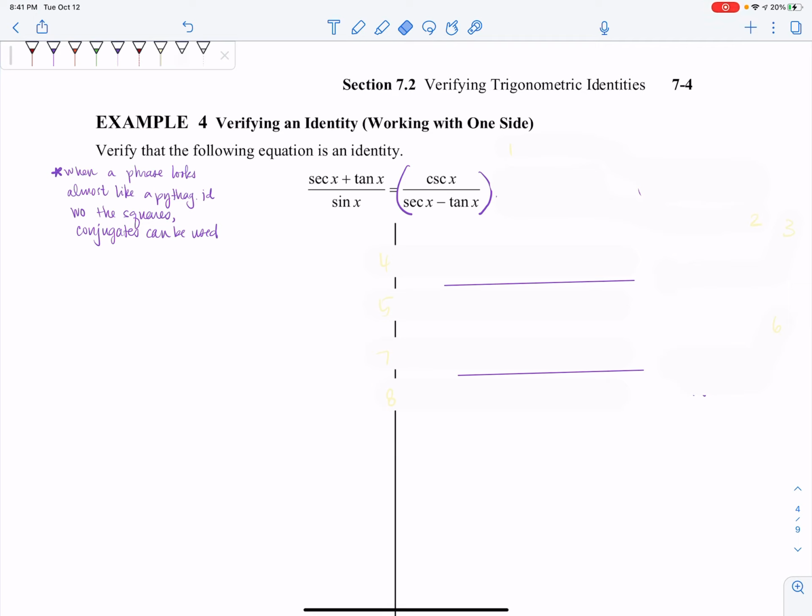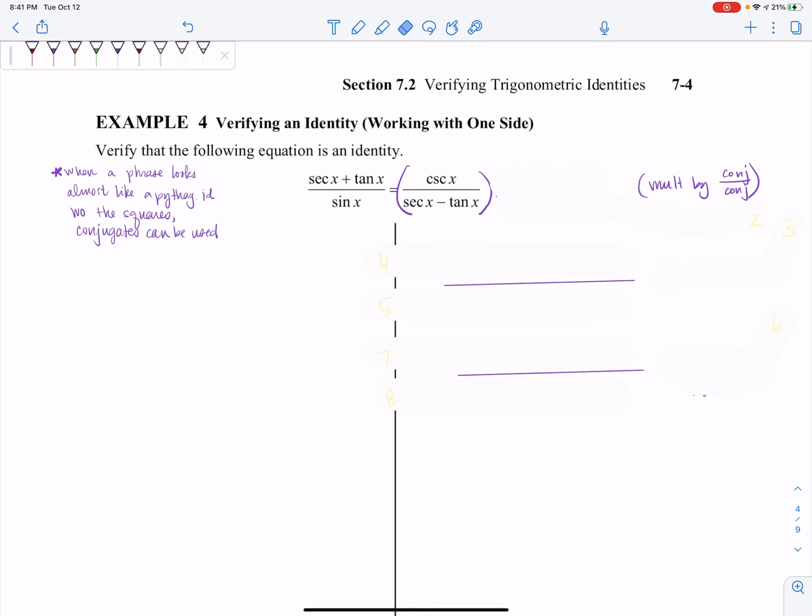All right, for the next example, number 4, I mentioned this just a few moments ago. If a phrase looks almost like a Pythagorean identity, but it's missing the squares, then conjugates can be used. So what I'd like to point out here is this guy, it actually looks almost like a Pythagorean identity. This one, the rearranged version, would be secant squared minus tangent squared is equal to 1. So since it almost looks like a Pythagorean, we will use our conjugates for that.